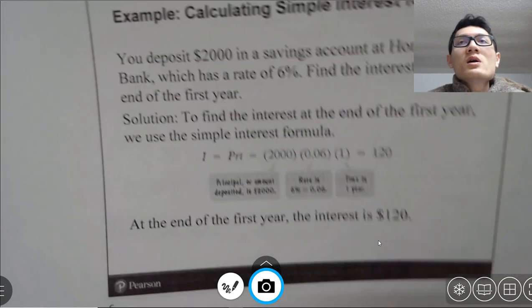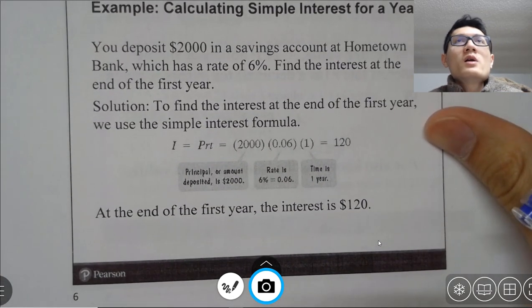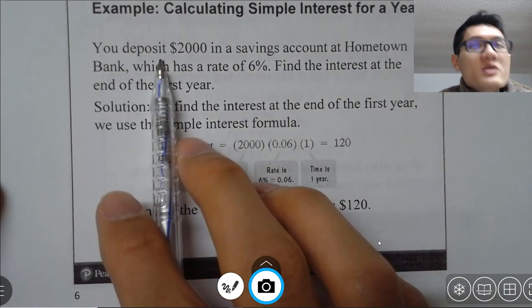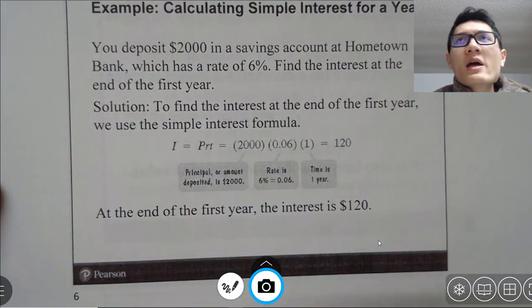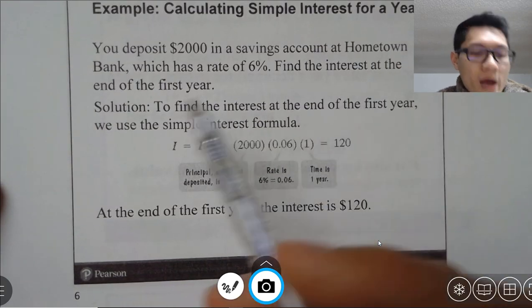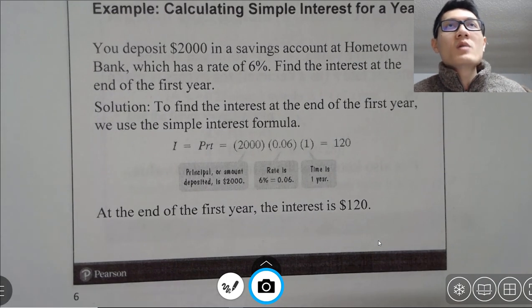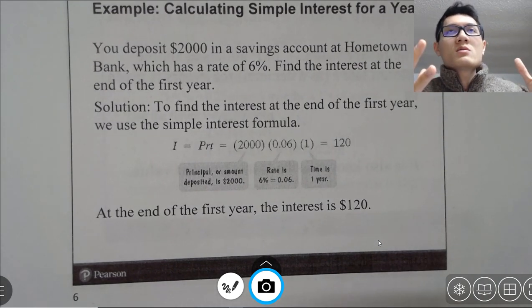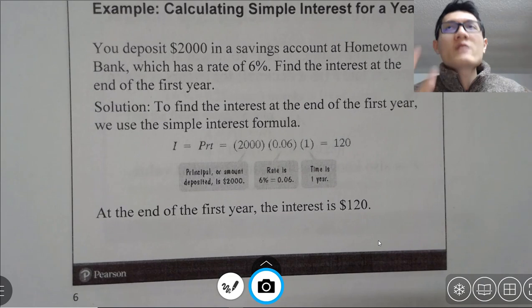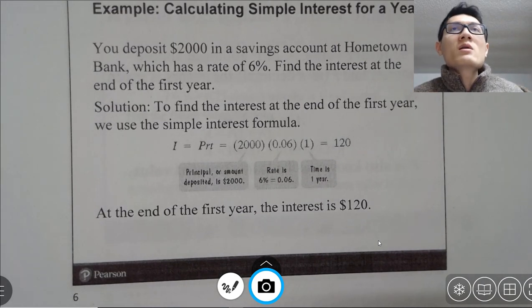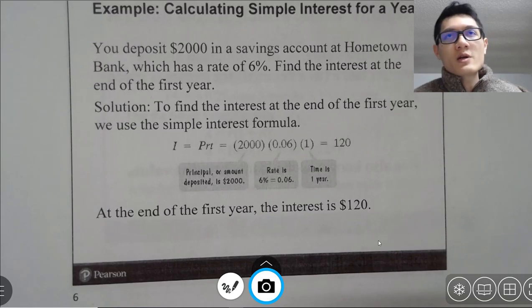Alright, let's try one example. Calculating the simple interest for a year. Now you deposit $2,000 in a savings account at Hometown Bank, which has a rate of 6% a year. So you make a deposit of $2,000 in that savings account, and this bank has a rate of 6% a year. Find the interest at the end of the first year.